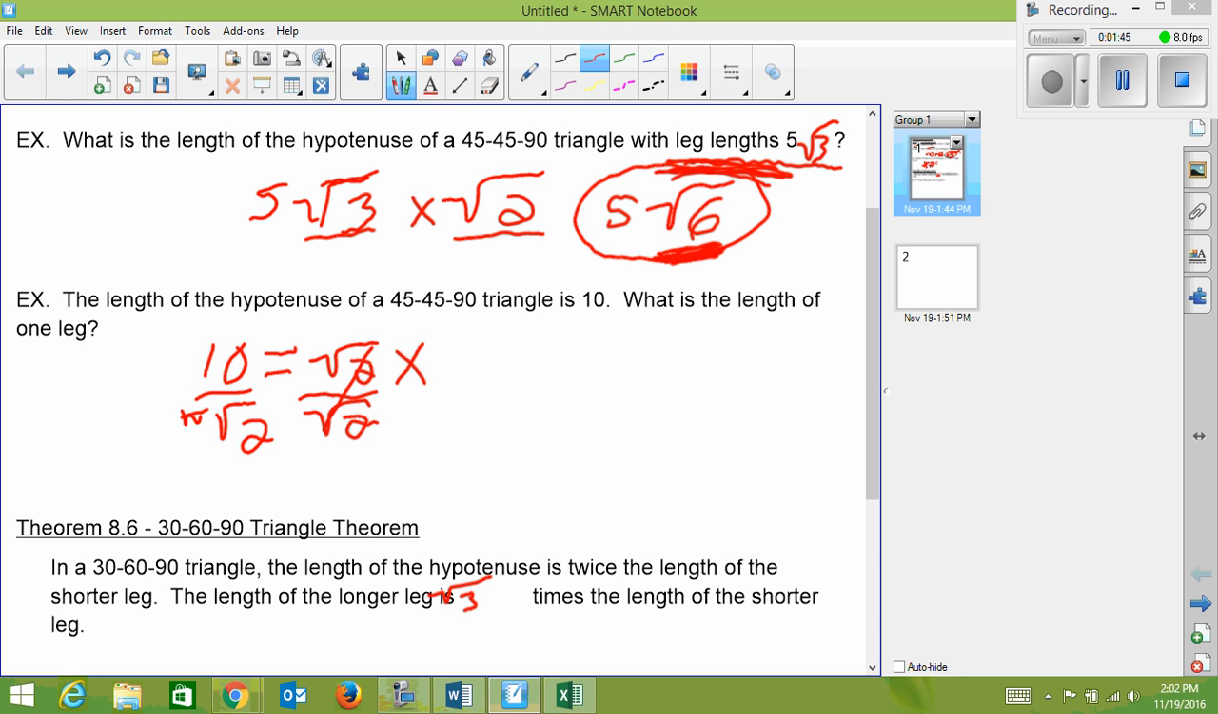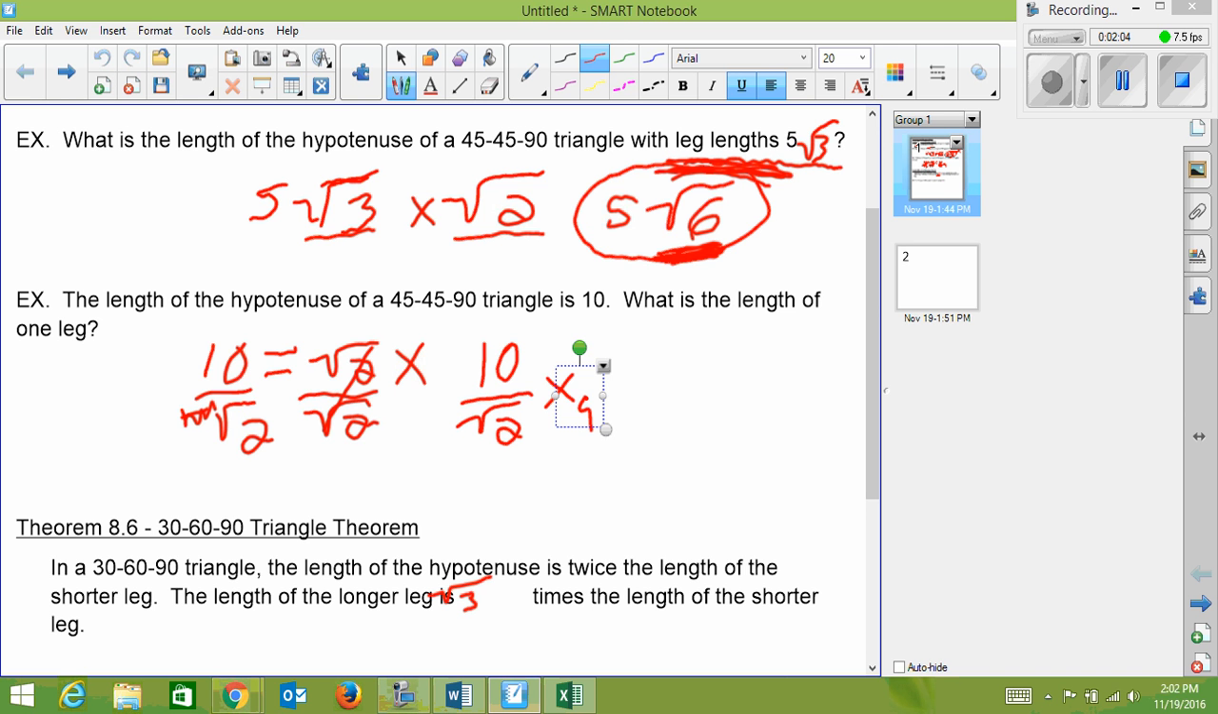Oops, I didn't mean to put that negative there. So 10 over square root 2 is going to be equal to your x. And I can't leave it like that. I can't leave that square root in the bottom of a fraction. So I have to rationalize it, which means I need to get that out of there.